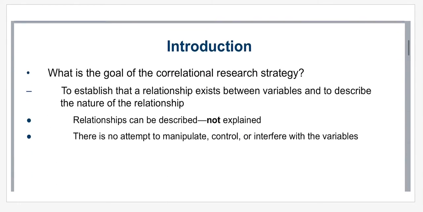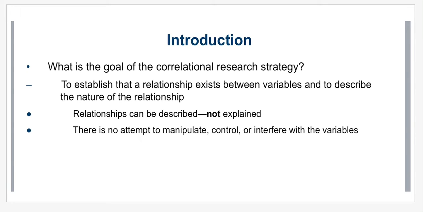So again, what is the goal of the correlational research strategy? To establish a relationship and to describe the nature of the relationship, which is what I was just talking about, whether they move up and down together or in opposite directions. So we're describing the nature of it, but we are not explaining it, right? There's certainly no cause and effect decisions or conclusions made here either. We are simply saying a relationship exists and here's what it looks like. We're not saying why or how or anything like that.